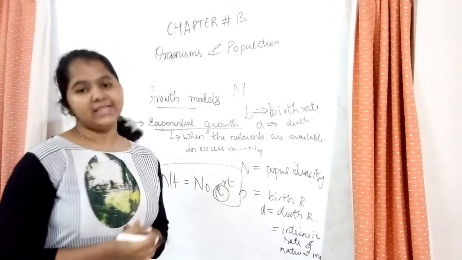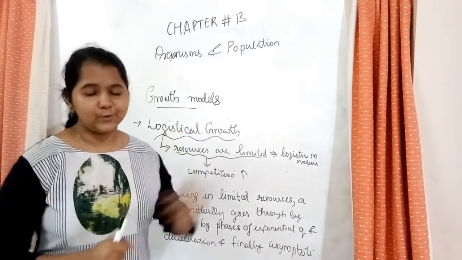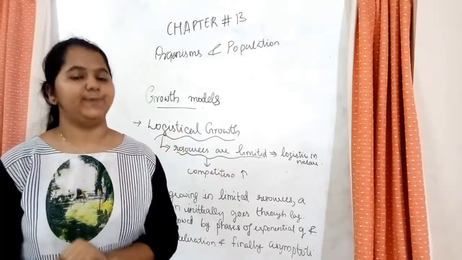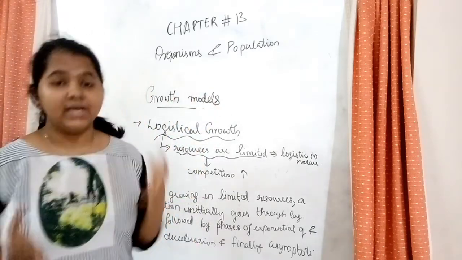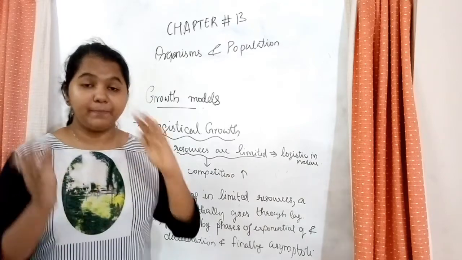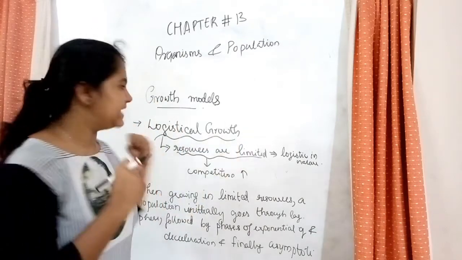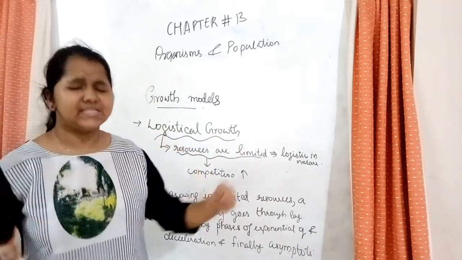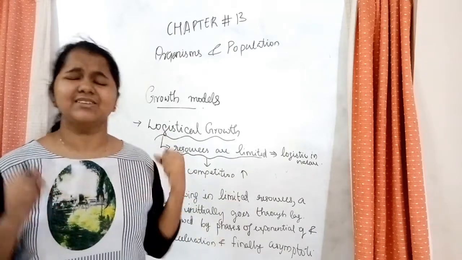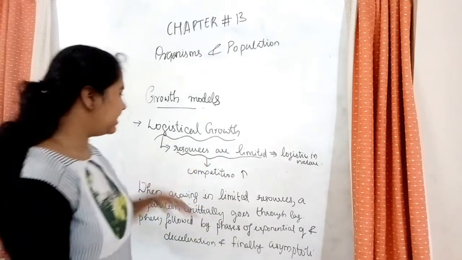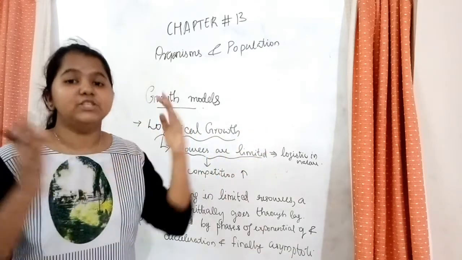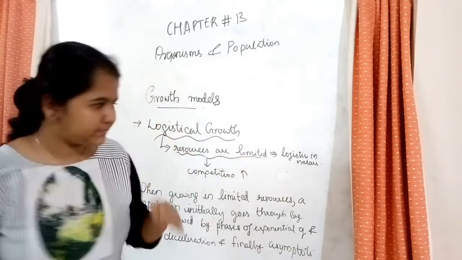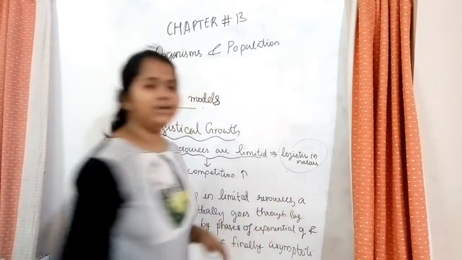So let's see the next one. Logistic growth, and that is the last point that we have to discuss, the last growth model. So what is that? In the previous section we saw exponential growth, and that is when there is an excess of nutrients or resources. But over here the resources are limited. Therefore the population curve that is obtained is logistic in nature.